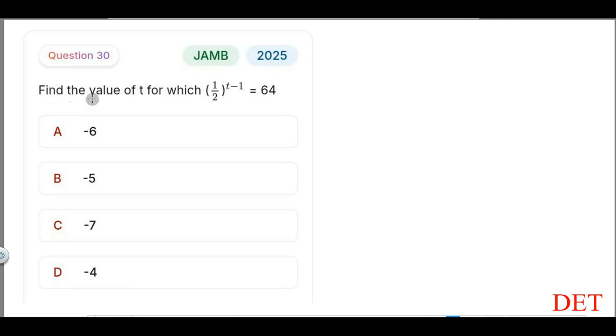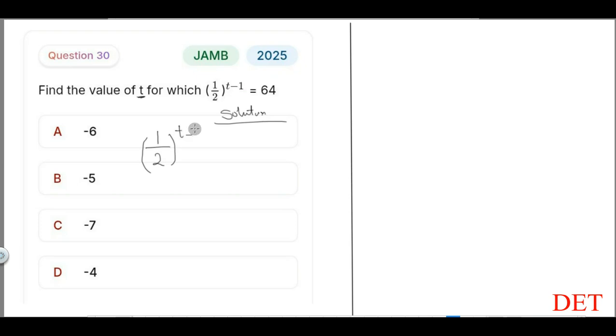Again, the question is, find the value of t. So you are looking for the value of t for which (1/2)^(t-1) is equal to 64. Alright, so let's put our solution here. The equation that was given to me is (1/2)^(t-1) = 64. So I'm to look for the value of t.